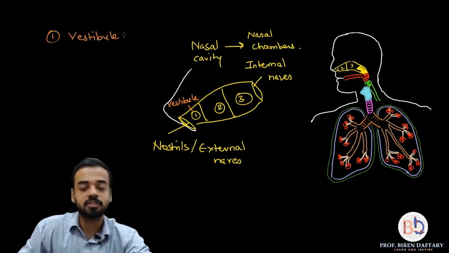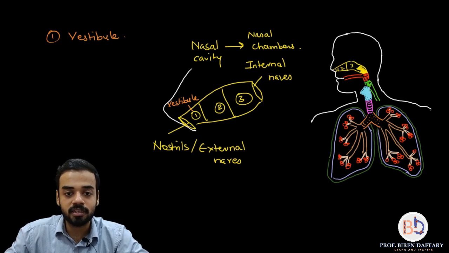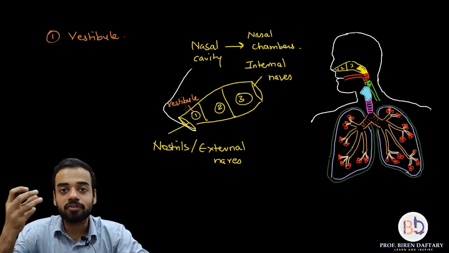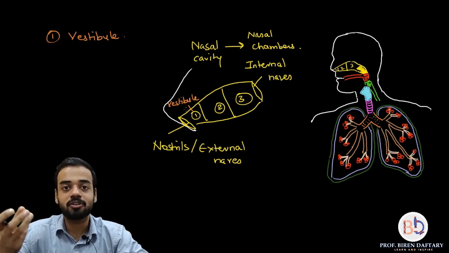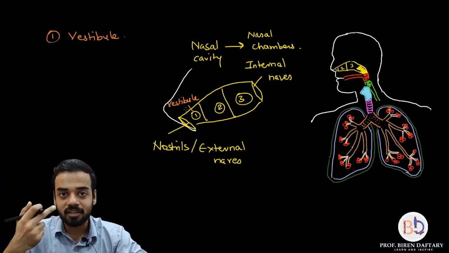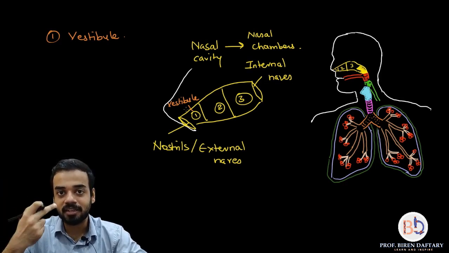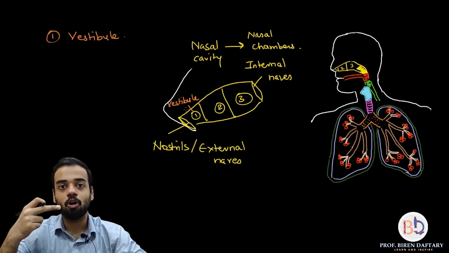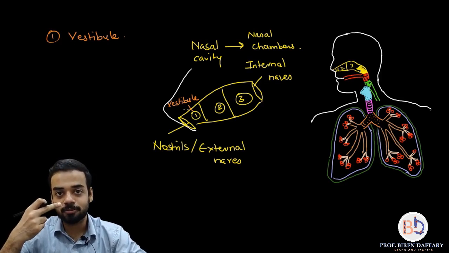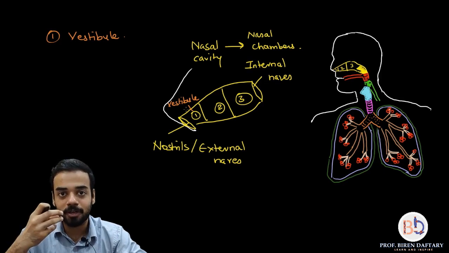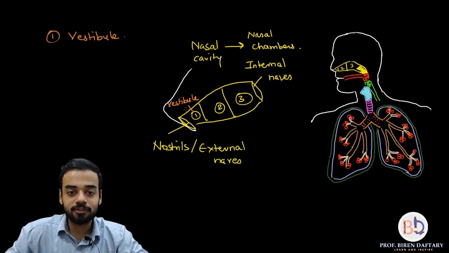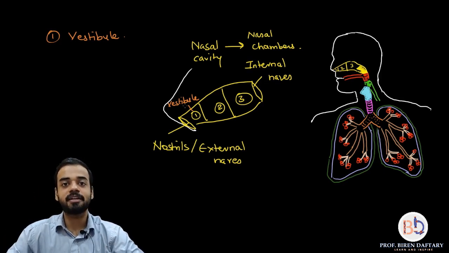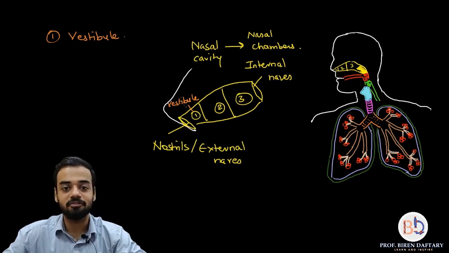Now what is the function of the vestibule? This portion has a lot of hair present. And what is the function of hair? Hair basically traps the dust particles. So when you breathe in air, whatever dust particles are coming in are trapped by the hair. Also there is some amount of mucus present, which helps in trapping the dust particles. So this first part, which has hair and helps in trapping dust particles, is called the vestibule.